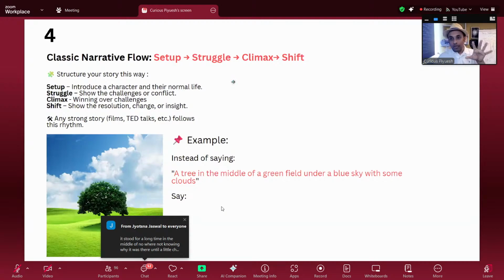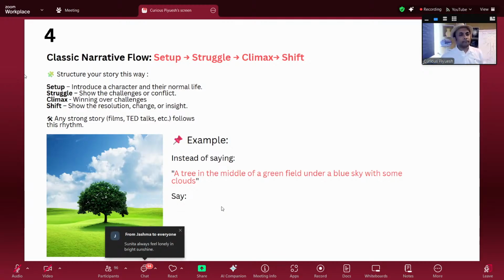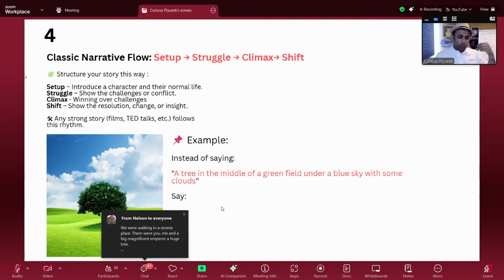You have to convert it into a human. Jyotsna is writing, "It stood for a long time in the middle of nowhere, not knowing why it was there until..." Jyotsna, try writing 4 sentences. You're making your life complex by writing it in one sentence only. Try to write 4 sentences, folks. Naresh, if you can write it in 4 sentences.